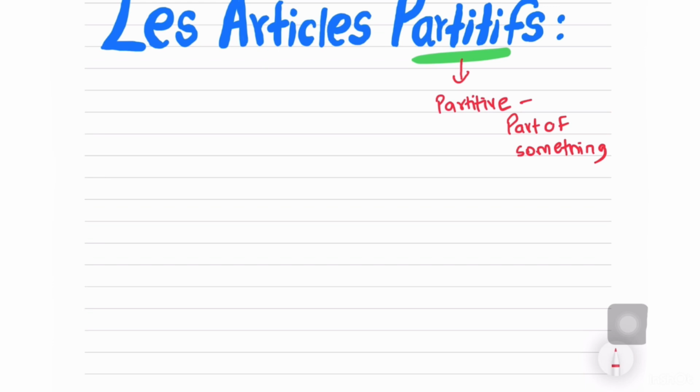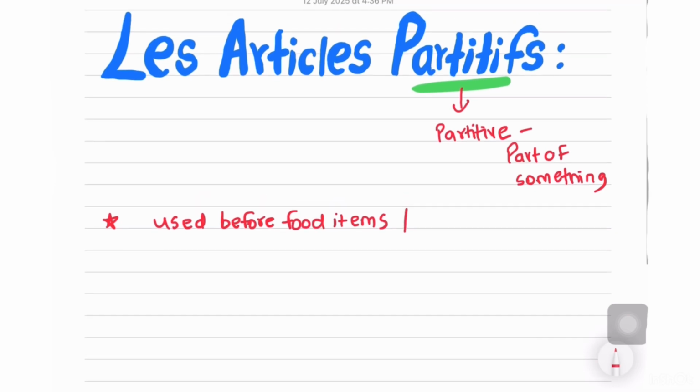Now, where do we use it? So, when I say that we want a part of something, that something is your food item. So you can also say these articles are used before food items, right? It can also be liquid, right? For example, water, juice, milk, etc. For example, when I say I want some water or I want some chocolate, I want some salad, I use the word some. Now, this word some is very vague as in it's not very specific, but it's still telling you that you want a part of something.